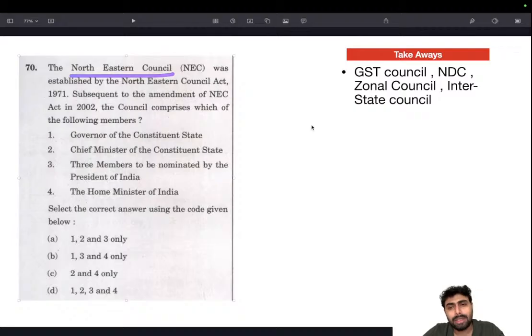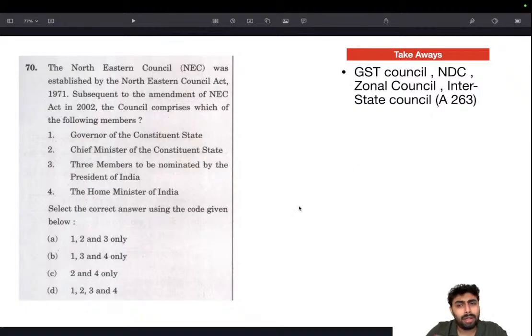It's very easy to know these things, because once you make a table, it's very easy. Major bodies are the GST Council, National Development Council, and Interstate Council. The Interstate Council is a constitutional body under Article 263. Those kinds of things you should be aware of.